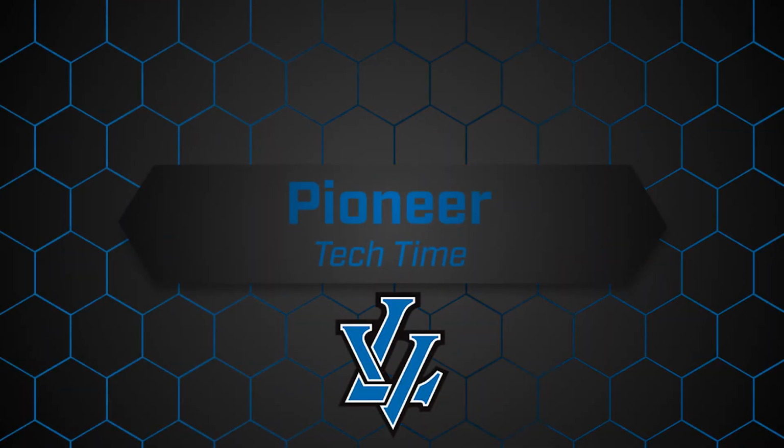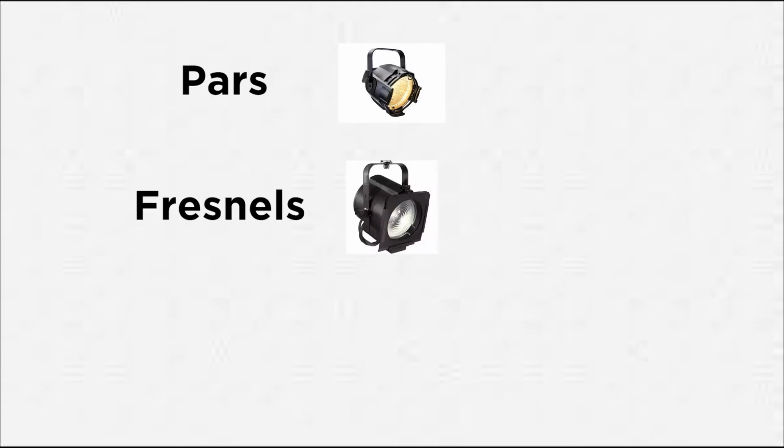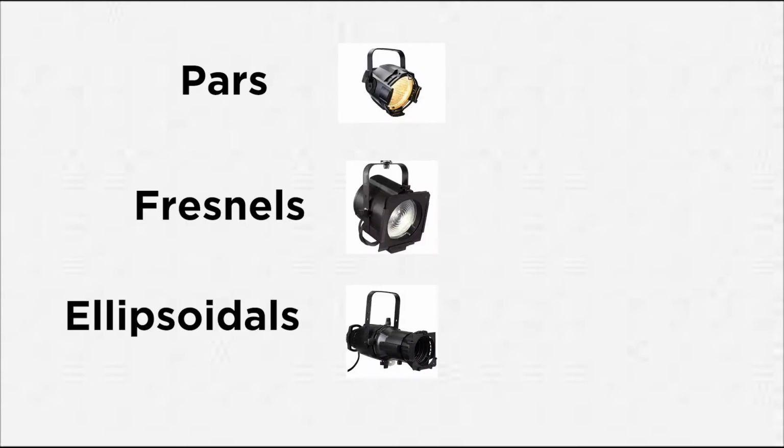Today we're going to talk about theater lighting, specifically conventional stage lighting. Now, conventional stage lighting, these are the lights theaters have been using for decades. And so we're going to cover three main types of stage lights today. We're going to cover pars, Fresnels, and lekos or ellipsoidals.